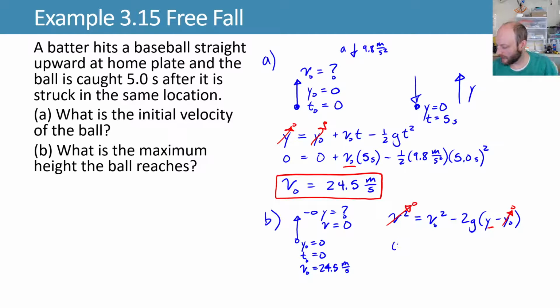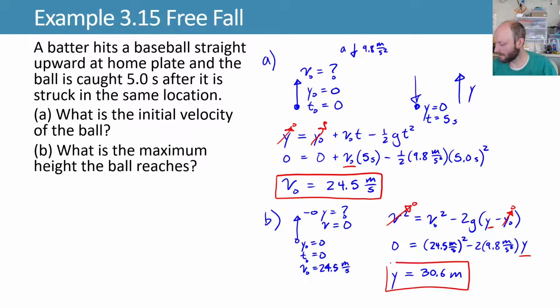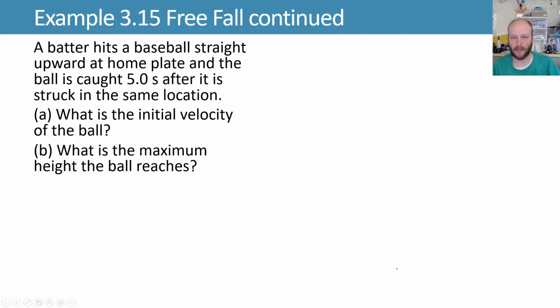Here I'll again show plugging in numbers ahead of time. 24.5 meters per second, square that, minus twice gravity, 9.8 meters per second squared, and then times y. And so this is one equation, one unknown. Move this whole term to the other side, divide by twice 9.8, and you should get a final height for the maximum height that this thing reaches of 30.6 meters. So that's as high as it gets.